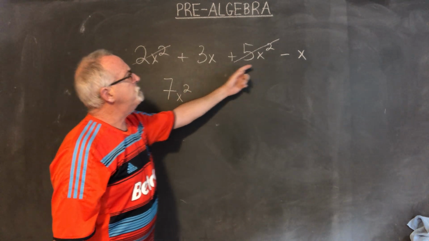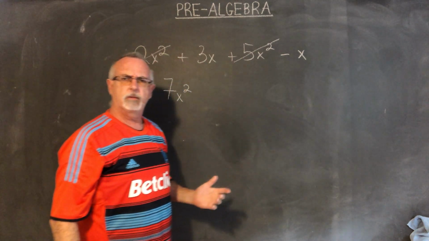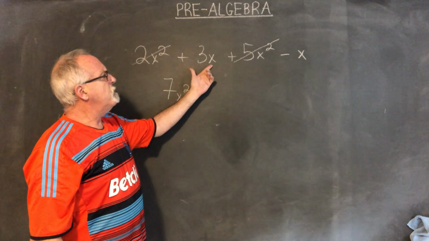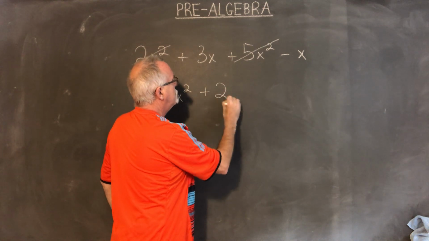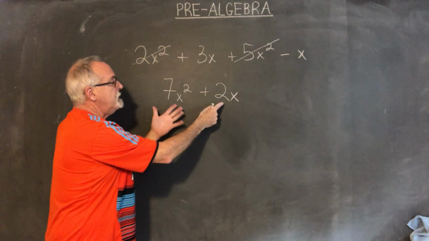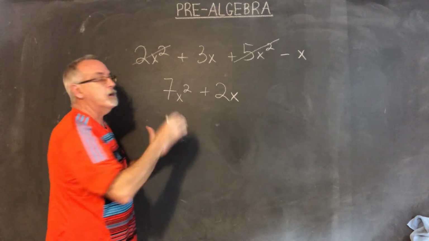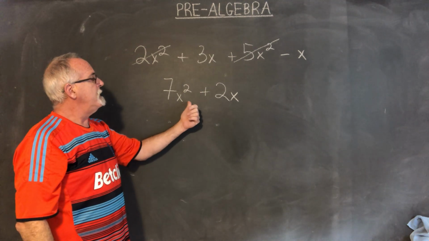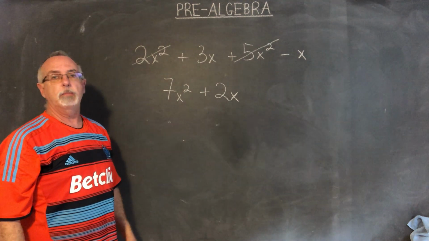We have a 3x, but we also are subtracting an x. 3x minus x will give us 2x. 3 oranges minus an orange gives us 2 oranges. And we're done. We now have an algebraic expression with just 2 terms in it, but we do not want to try to combine them because they are not like terms. We have the apple and orange thing, we cannot combine them. So 7x squared plus 2x is my answer.